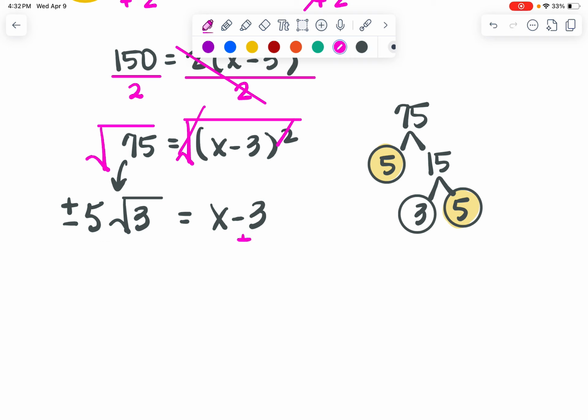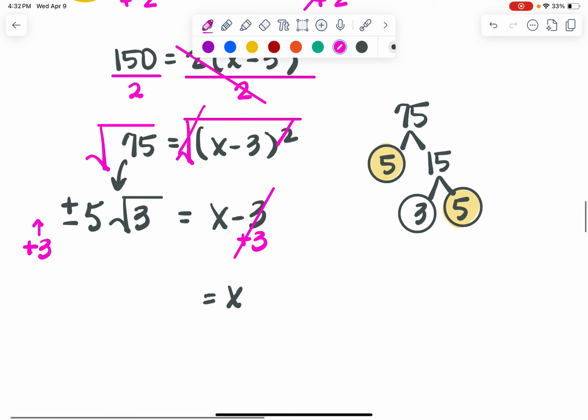The very last step is you still need to get rid of that minus 3 over here. So we're going to add 3. Now we're going to do exactly what we did last time. When we add the 3, I'm literally just going to write it in the front there, and that's going to give me 3 plus or minus 5 root 3.